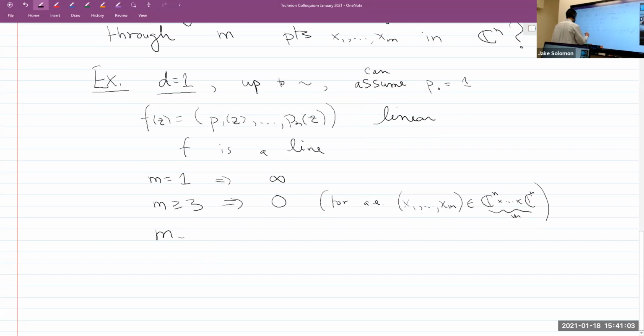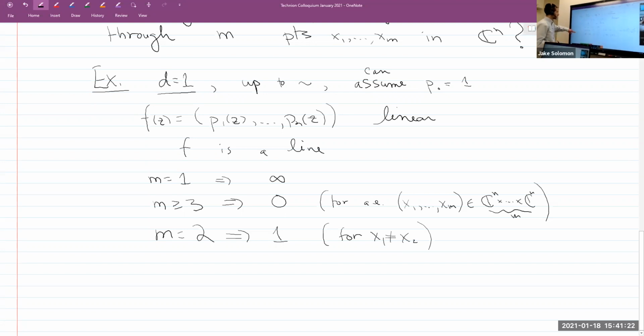And then for m equals 2, we all know that there's a single unique line through any 2 points, again excluding a set of measure 0.